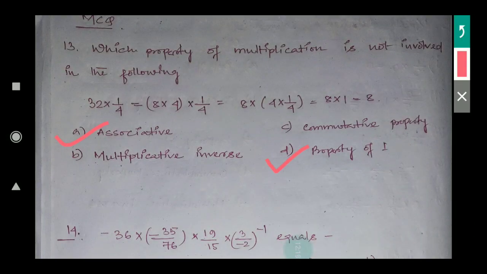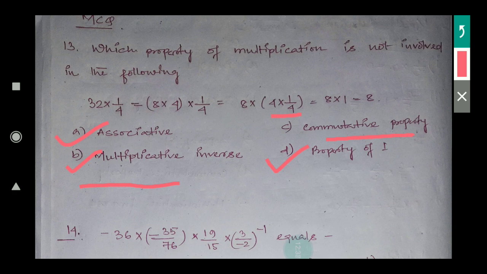This is also used. And then 4 into 1 by 4, this is what? 4 into 1 by 4, this is nothing but your multiplicative inverse. If you multiply one number by its multiplicative inverse, it will give 1. So all three properties are used, but the commutative property is not used here.